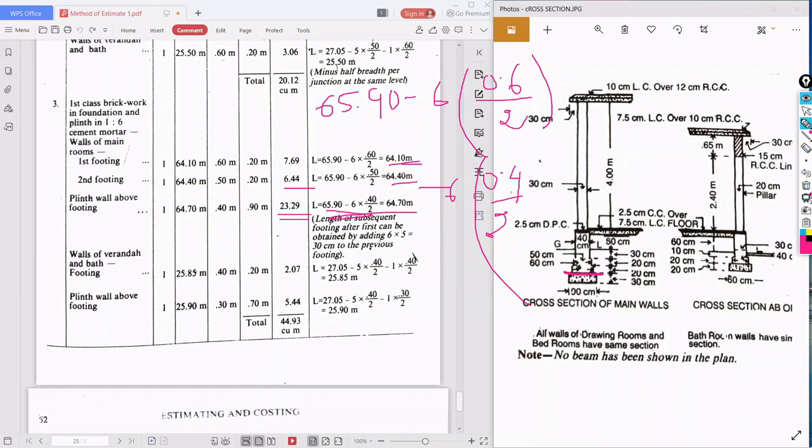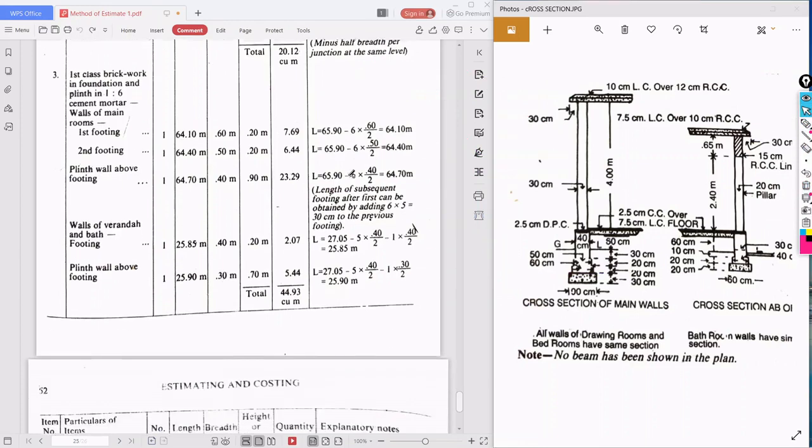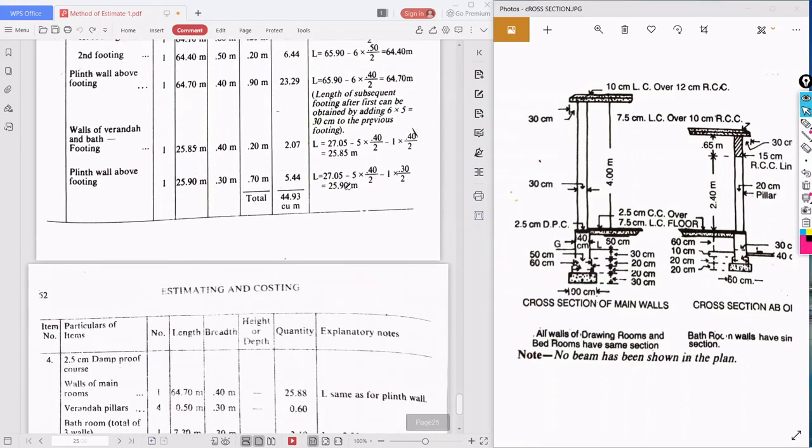Now we will come to the veranda wall. See here. So what is the veranda wall distance? That is 27.05 minus 5. This is concerned with the 30 centimeter wall. I am explaining this again and again so that you should not forget it. So this 5 junction is with the 30 centimeter wall and 1 is the junction with the 20 centimeter wall.